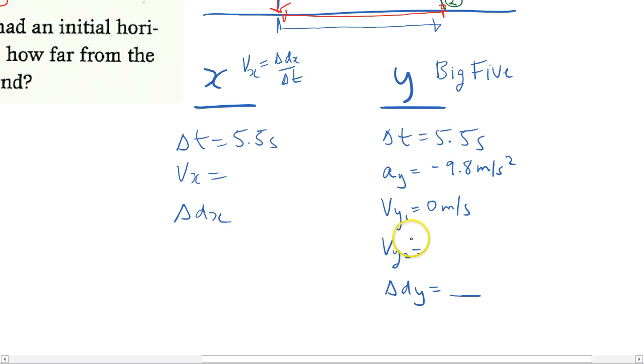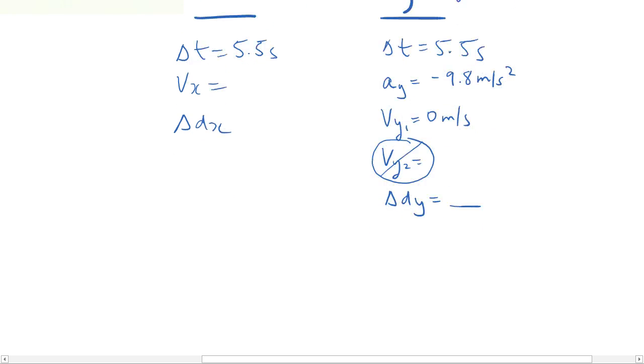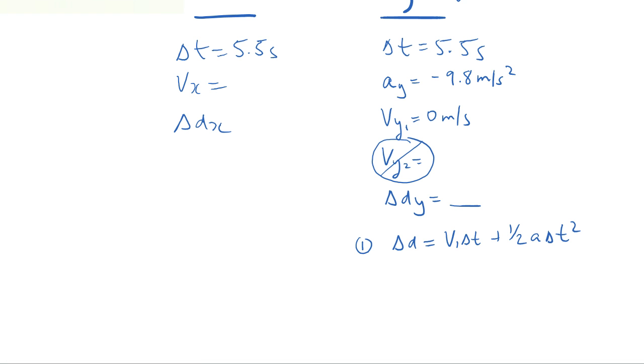So the way our big 5 works, at least initially, I'm going to pick the one that doesn't have Vy2. The one that does not have V2 in it is equation number 1, which is delta D is equal to V1 delta T plus 1 half A delta T squared. Since I'm talking about the vertical, I'm going to say delta dy is equal to Vy1 and then Ay, because I'm talking about our vertical motion.